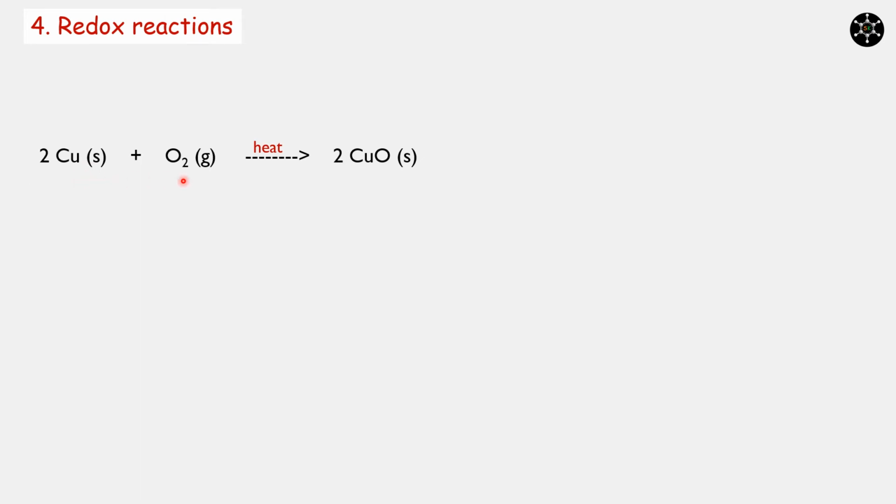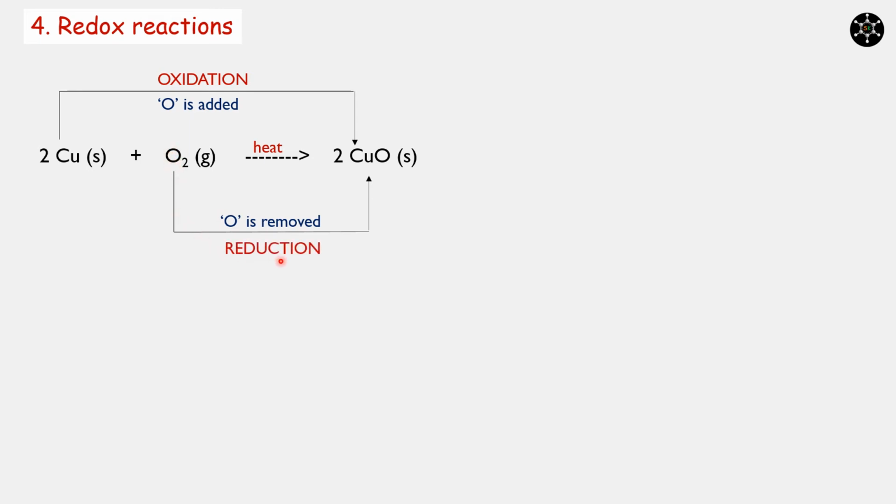Copper solid when heated with oxygen gas, giving copper oxide solid as the product, is also an example of a redox reaction. For copper to become copper oxide, oxygen has to be added. So, copper has undergone oxidation to get converted into copper oxide. In the same manner, in an oxygen molecule, we have 2 oxygen atoms. In the process of getting converted into copper oxide, we have removed 1 oxygen atom from the oxygen molecule. So, oxygen is said to undergo reduction to get converted into copper oxide.